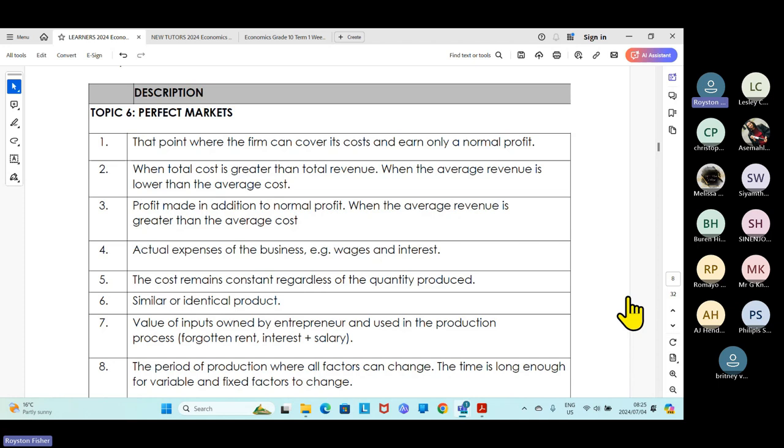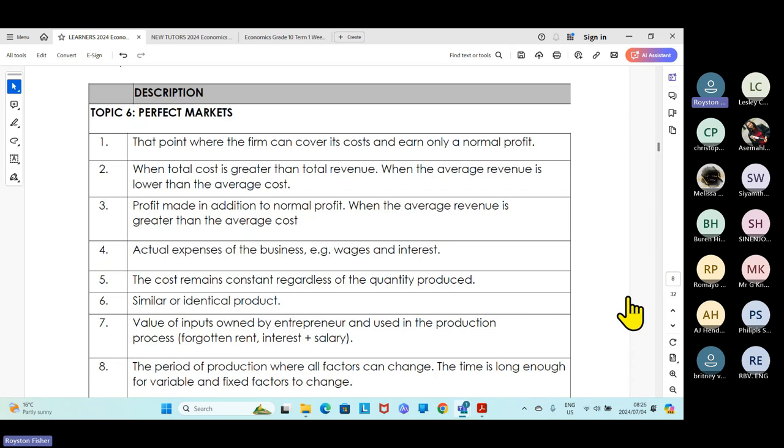So number one, they ask us that point where the firm can cover its cost and only earn a normal profit. And so far, the answers coming in are correct. So number one from St. Andrews and Versantekraal is break-even point, and you're correct. Number two, the total cost is greater than total revenue. So that is already a key element of our answer, I would say. And then they continue to tell us when average revenue is lower than average cost.